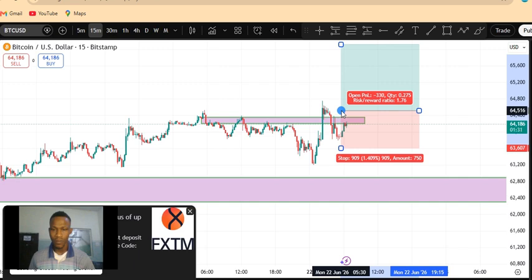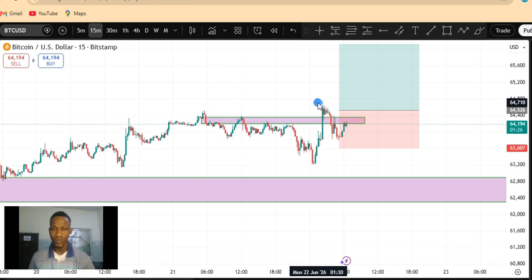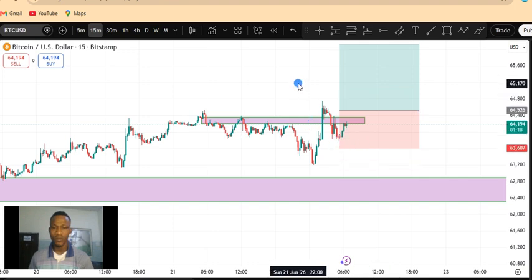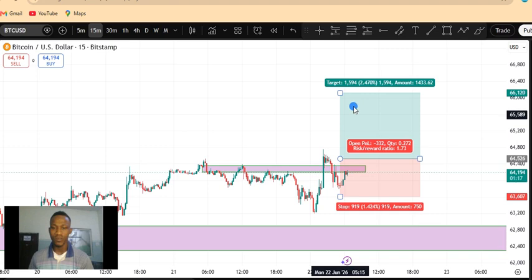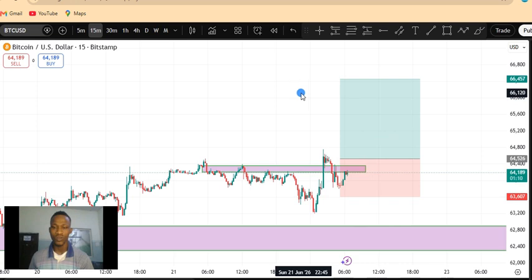So this is where my entry is going to be, above this. My stop loss is going to be below this previous low, and of course my take profit is going to be a minimum of 1:2 risk to reward ratio. So that's what I'll be looking at to do for today.